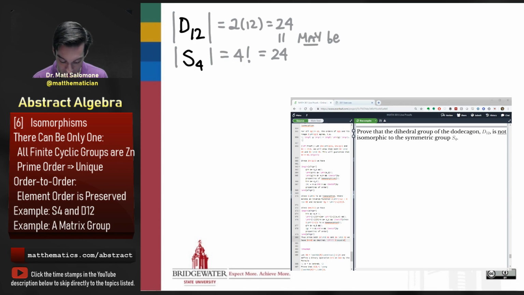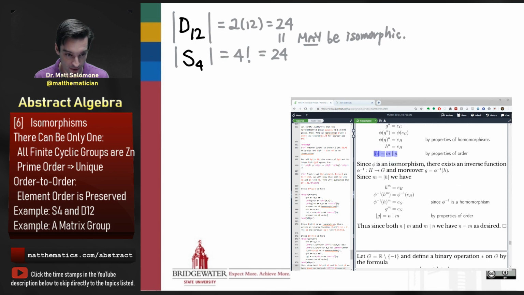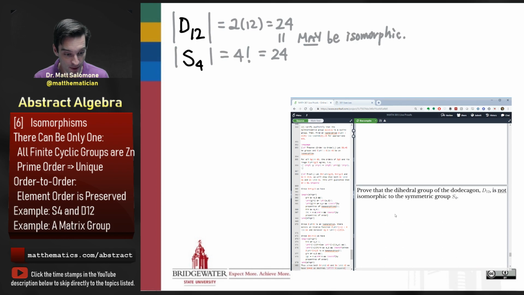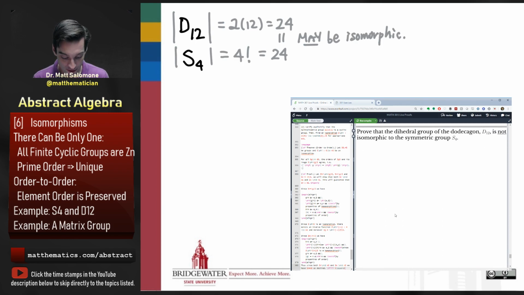Right? This is an example of a necessary condition for isomorphism, but not a sufficient condition for isomorphism. It just means that we need to keep looking. We have not yet found a reason that these two groups should disagree. So let's look closer. And let's try and use that order-to-order theorem that we just got done proving, that says that isomorphisms preserve the order of elements in our two groups. And so if I can find an example of an element of a certain order that one of these groups has that the other group does not, then we will be exactly where we need to be.